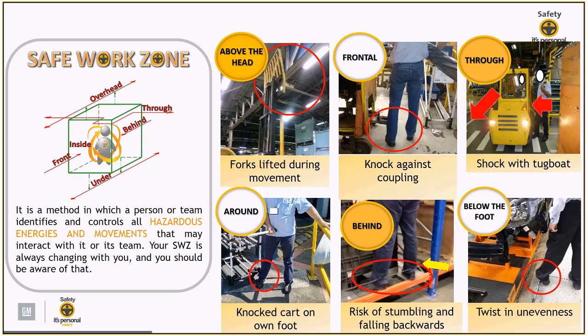Another example is something is around you, right? Something is very close to you. So be careful there. Look behind you at all times, right? There could be a risk of you falling backwards. There's also a possible risk of below the foot, right? So if you have an unlevel floor that you're working on or that you're near, make sure you're very conscious of your safe work zone at all times. Once again, that area is constantly changing.